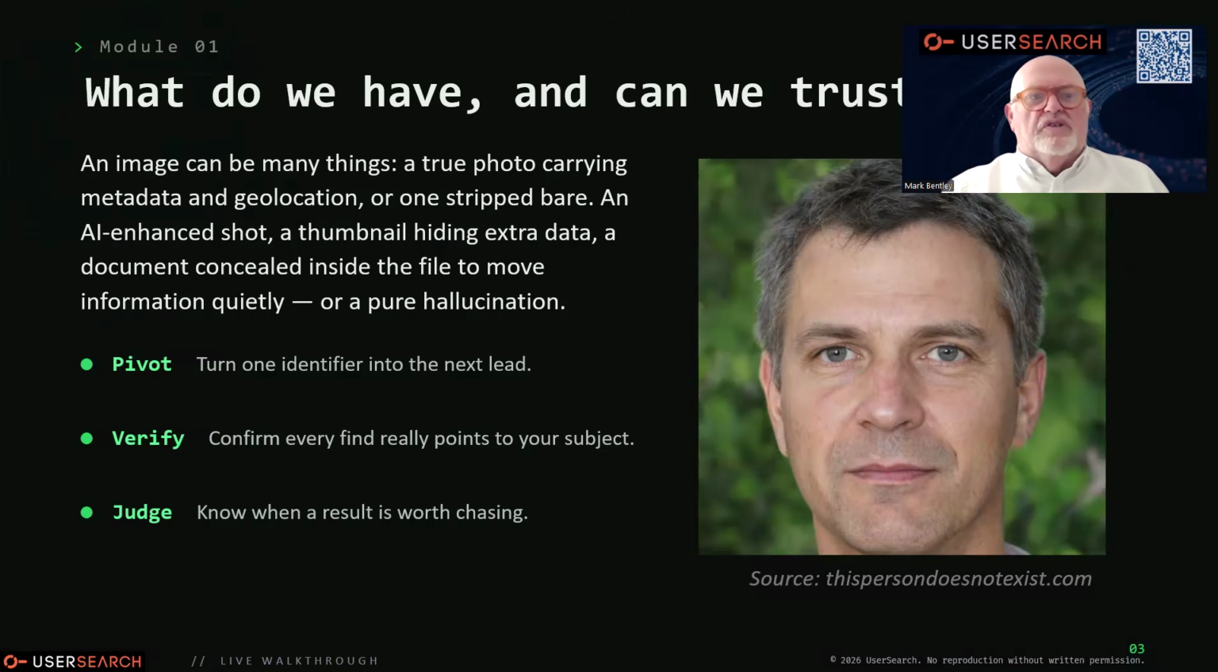So what do we have, and how can we trust it? It can be many things: a true photo carrying metadata and geolocation, having it stripped bare, an AI enhanced shot, a thumbnail hiding extra data. Have you heard about it? It's been around for 25 years, WinHip. WinHip is an app that you can use, and it's Windows hiding picture. So you can get a picture of an orchid or a rose or a train, and you can hide a document within that. So images aren't everything that you think about. Go and check out WinHip, and go and have a look at WinHip alternatives, because you'll get that as well.